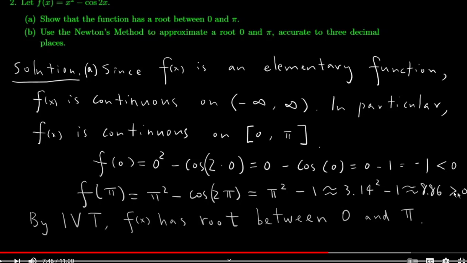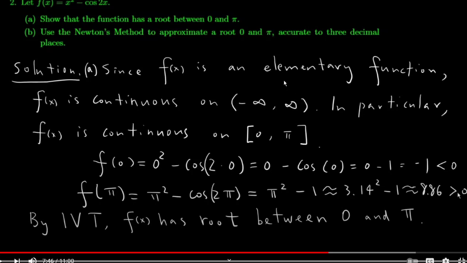Actually, we're trying to verify the 2 conditions of IVT. The first condition is that the function is continuous on the interval from 0 to pi. The second condition is the value of the function at 0 is negative. The other one is positive. So the values of the function at the 2 endpoints have 2 different signs, right? So the function has at least 1 root in between 0 and pi.